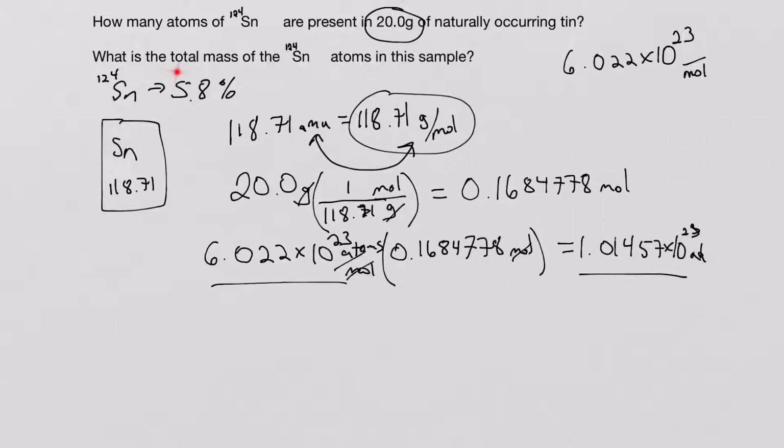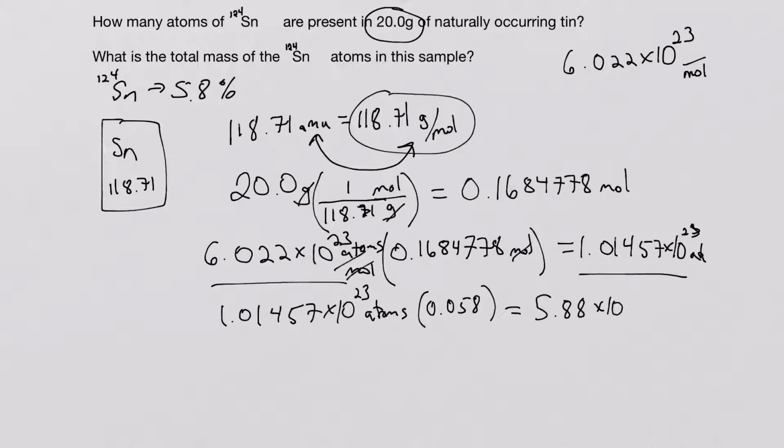But now I can finally use that number that the question gave me. The question told me that I had 5.8%, so a naturally occurring sample of tin is 5.8% tin 124. So if I've got this number of atoms of tin, and it's a naturally occurring sample, I know that 5.8% of this number is how many tin 124 atoms I have specifically. So if I carry that number down, 1.01457 times 10 to the 23, huge number of atoms. I know that 5.8% of them, so multiply by 0.058, are specifically tin 124, and what I work that out to be is something like 5.88 times 10 to the 21 atoms. And specifically, this is atoms of tin 124.